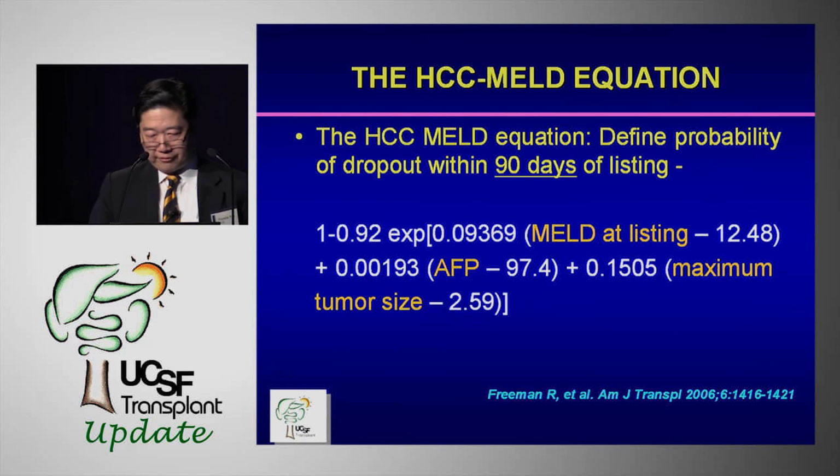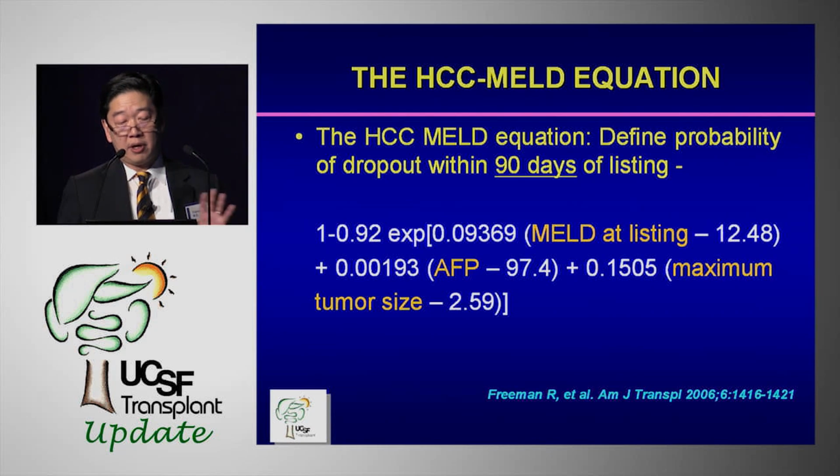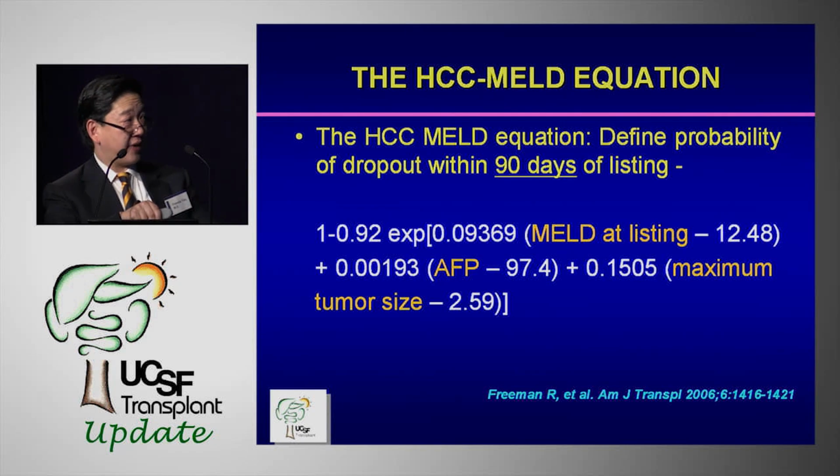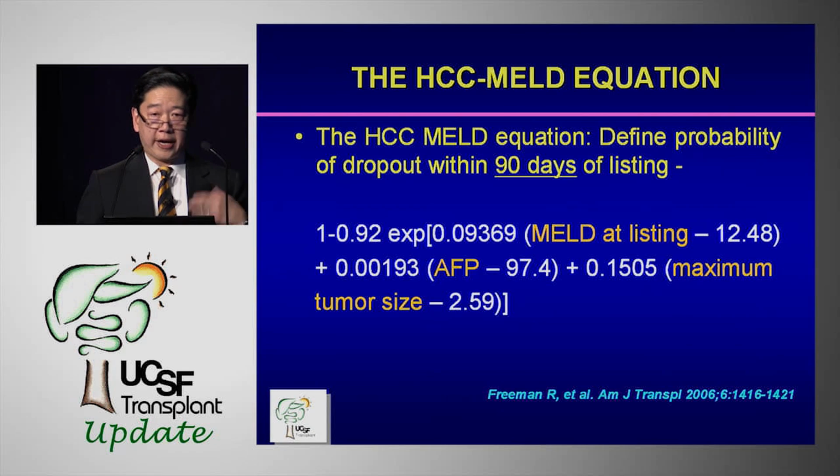Now, Richard Freeman, a few years back, came up with this MELD HCC equation that predicts dropout within 90 days of listing. The 3 factors included in this equation were MELD score, AFP, and maximum tumor size. So if you have high MELD, high AFP, and larger tumors, you have a higher rate of dropout.